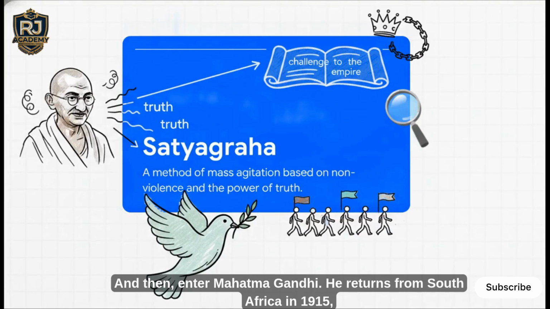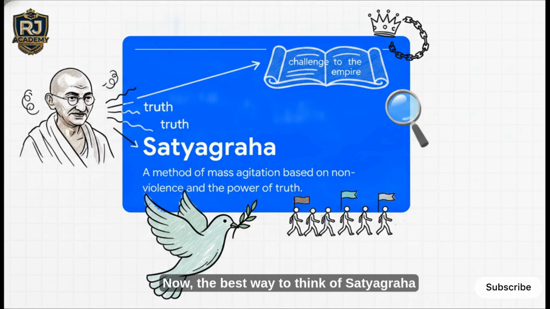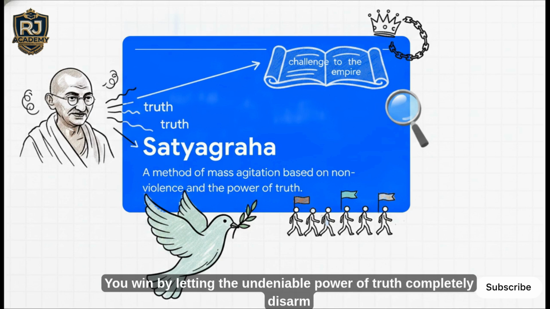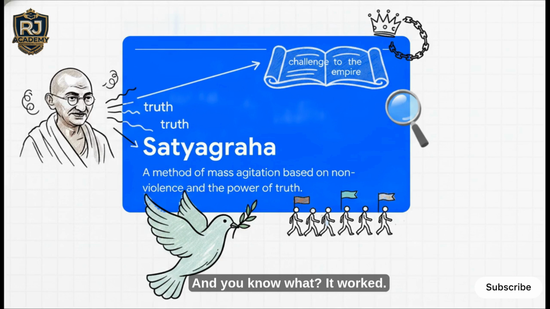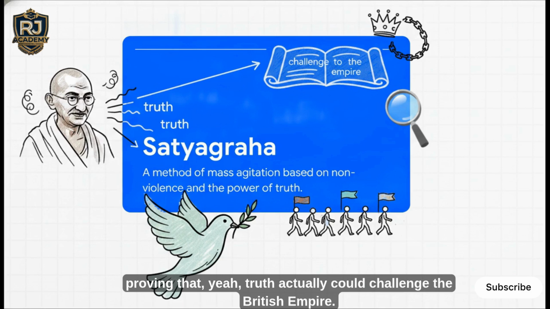And then, enter Mahatma Gandhi. He returns from South Africa in 1915, bringing with him this totally revolutionary new idea called satyagraha. Now, the best way to think of satyagraha is like winning a massive, intense debate. But you don't win by throwing punches or shouting. You win by letting the undeniable power of truth completely disarm your opponent. It was all about peaceful, nonviolent mass agitation. And you know what? It worked. He successfully tested it in Champaran, Quetta, and Ahmedabad, proving that truth actually could challenge the British Empire.